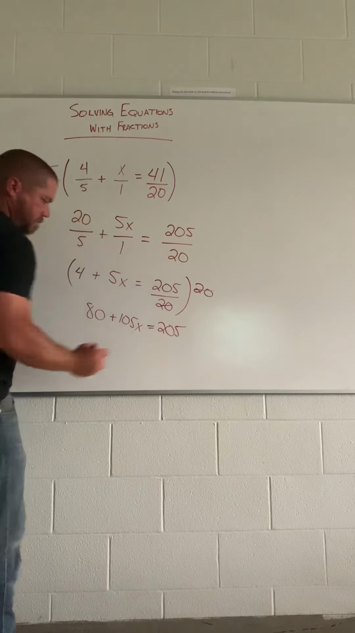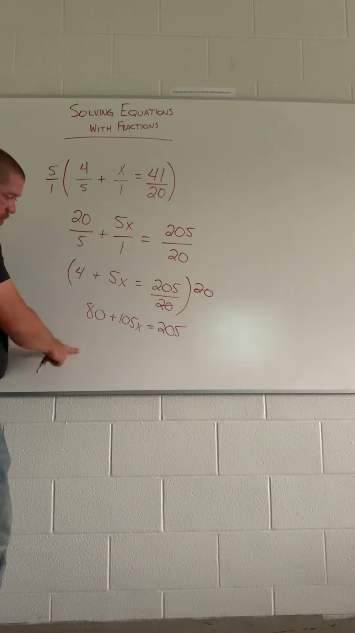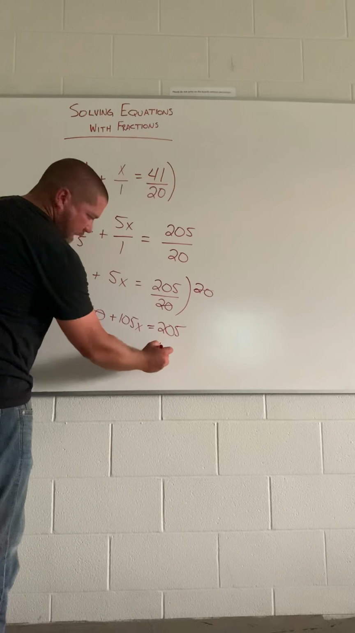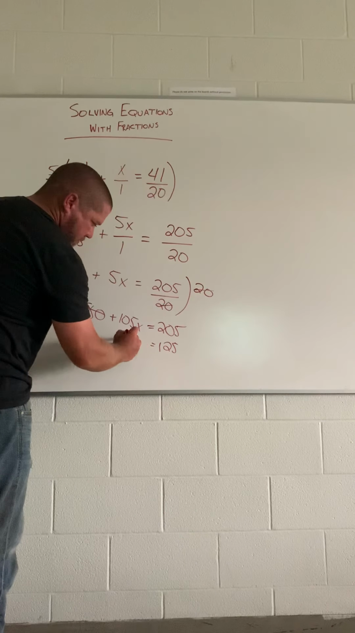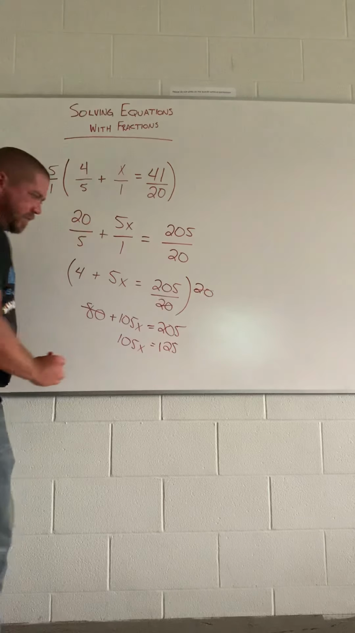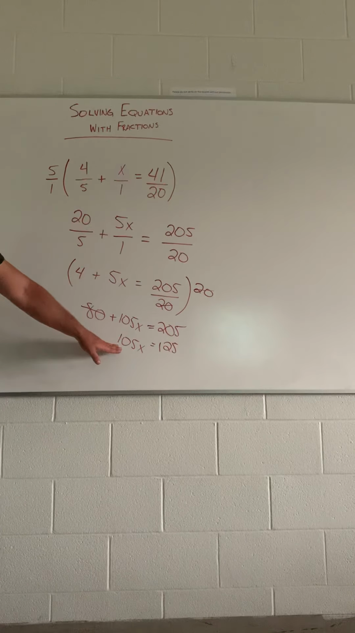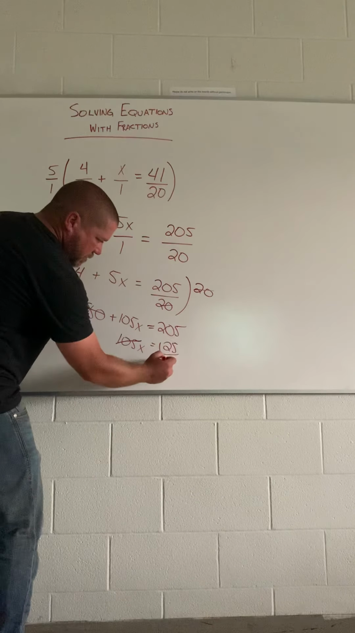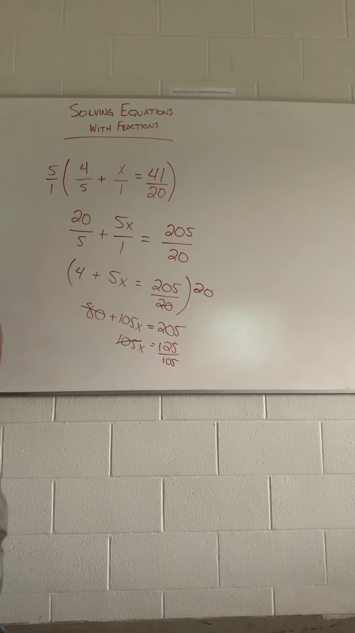Okay, from here we would do the same thing as normal when solving an equation. We would subtract 80 from both sides. Since it's positive 80, I want it to be 0 here. So I'm going to subtract 80 from 205. And I'm left with 105x equals 125. Divide everything by 105. That's going to cancel with that, leaving me x equals 125 divided by 105.